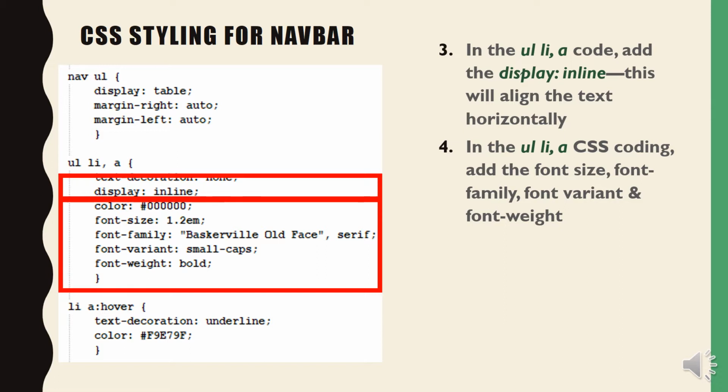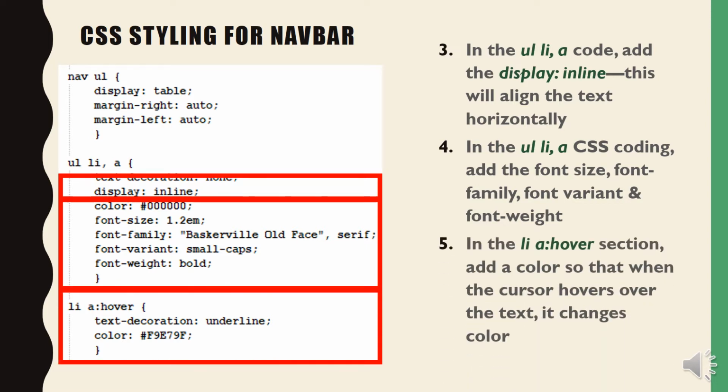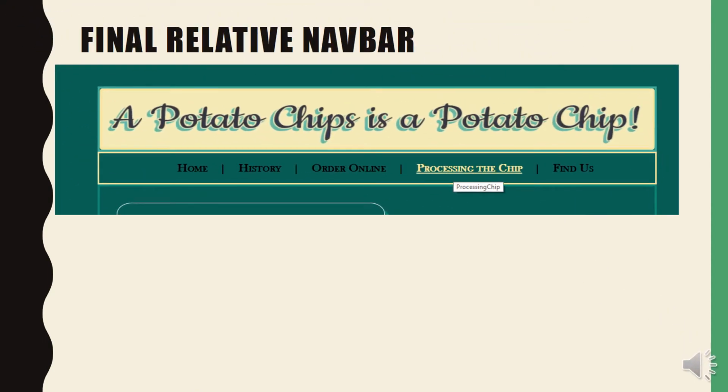In the UL LI A CSS coding, add the font size, font family, font variant, and font weight. In the LI A:hover section, add a color so that when the cursor hovers over the text, it changes color. Our final relative navbar looks as follows.